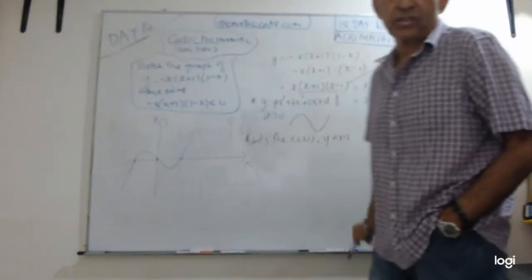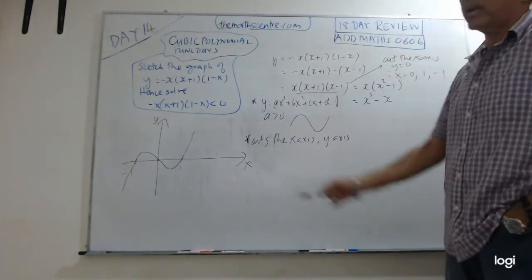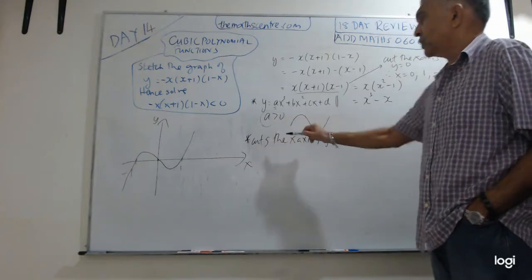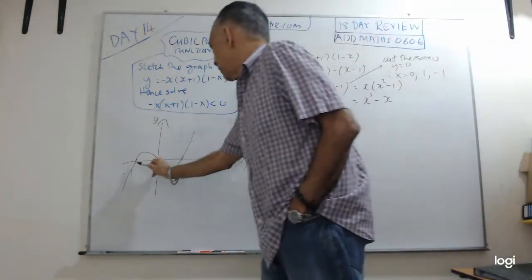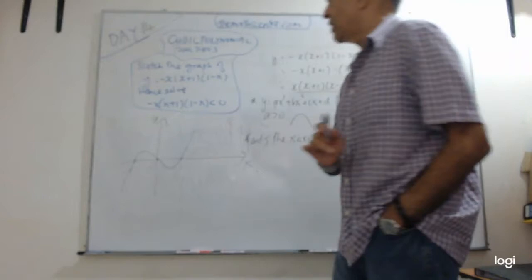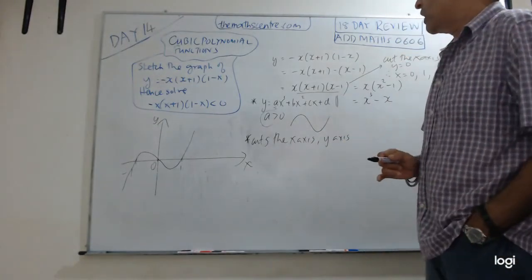So we'll have something like this. This is how the graph will look. Remember, your a is positive, so it's going to be like this. We have minus 1 here, here is your origin, and we have 1 here. Okay, we're done with the sketch.